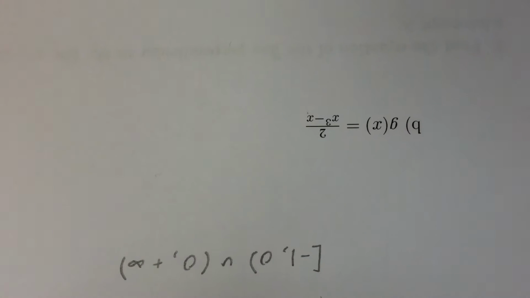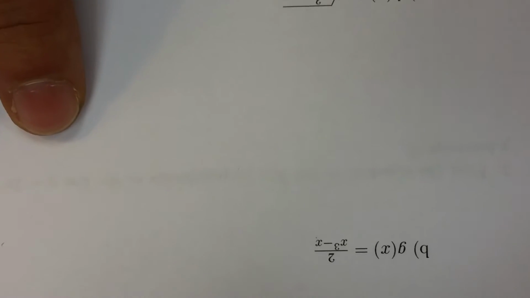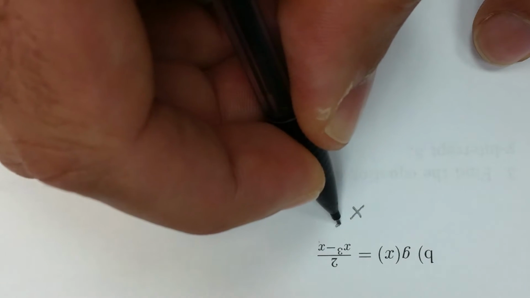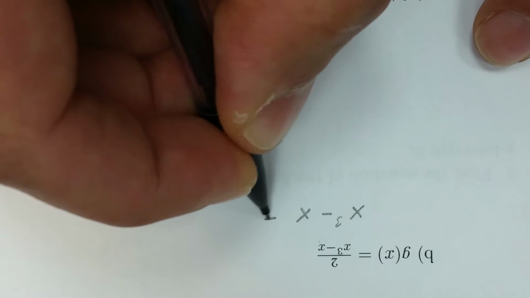Let's take a look at the very next problem. So we're again supposed to find the domain of 2 over x cubed minus x. Again, we want to make sure that the denominator is not equal to 0. Let's just see if we can make that a little bit clearer. There we go. We want to make sure that the denominator is not equal to 0. So x cubed minus x, we could say, is not equal to 0.